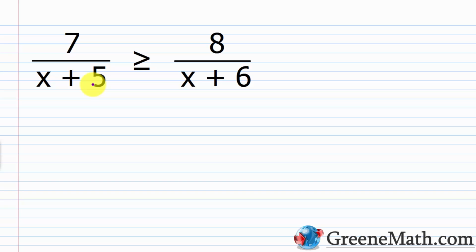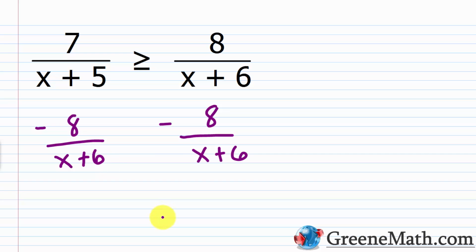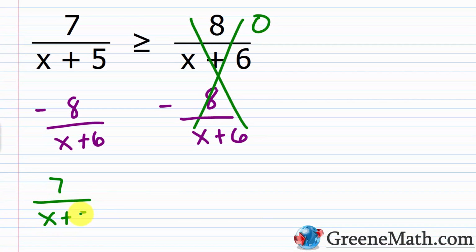All right, so let's go ahead and start out with 7 over x plus 5 is greater than or equal to 8 over x plus 6. Again, I want to have a rational expression on one side and 0 on the other. So if you get something that sets up like this, all we're going to do is subtract 8 over x plus 6 away from each side of the inequality. You can do that because of the addition property of inequality. On the right-hand side, this is going to cancel and become 0, which is exactly what we want. On the left-hand side, I'm going to have 7 over x plus 5 minus 8 over x plus 6, and this is greater than or equal to 0.